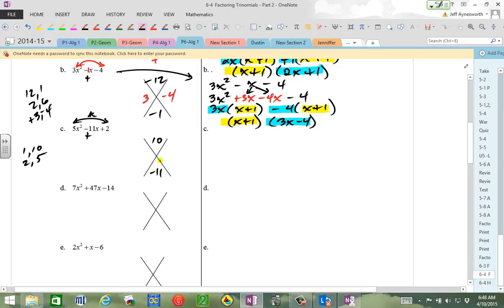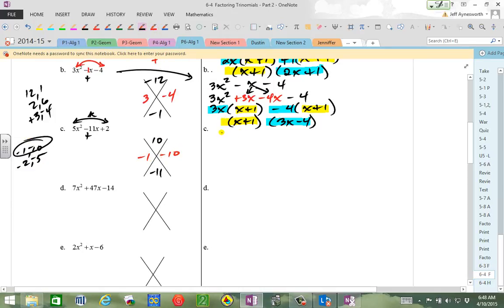So I want them to multiply to 10 and add to a negative 11. If I make them both negative, negative 1 times negative 10 is positive 10, and negative 1 plus negative 10 is negative 11. The other pair doesn't work. Negative 2 plus negative 5 is negative 7, not negative 11. So I'm going to pick the first pair of factors. Negative 1 and negative 10 works.